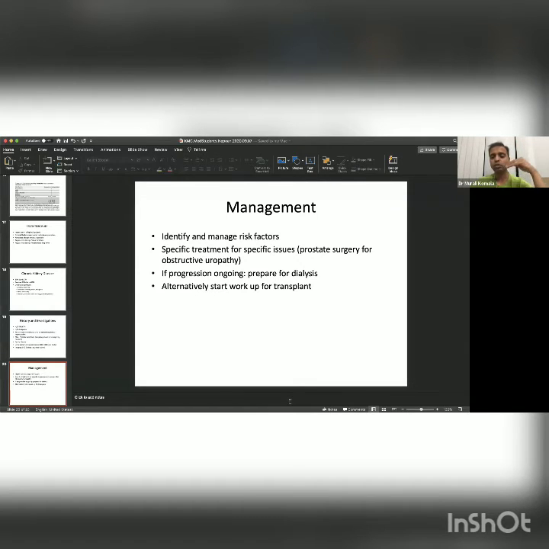In India, transplant is probably more popular than dialysis because of the cost reasons. The transplant is more cost effective than dialysis. Even here, transplant is more cost effective than dialysis, but organ availability is an issue.